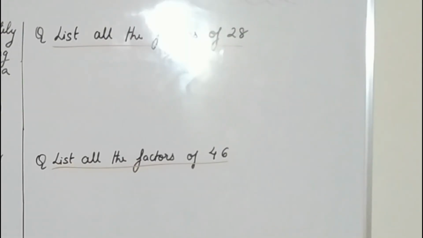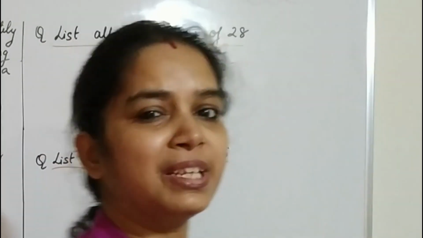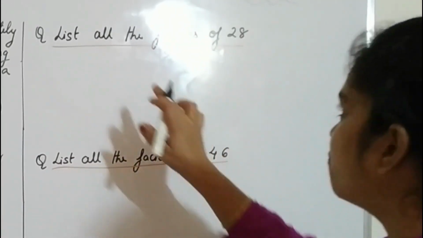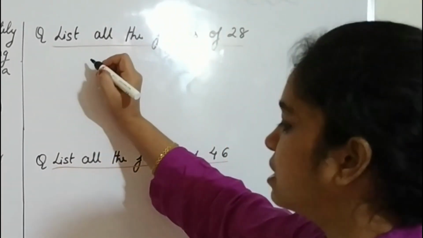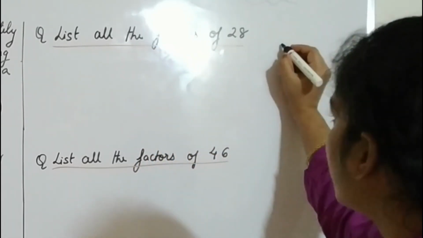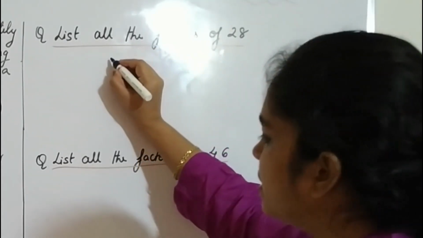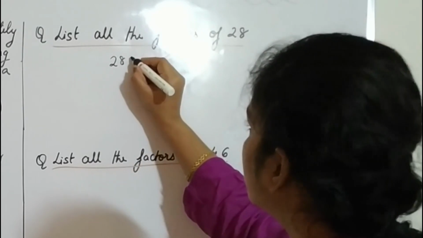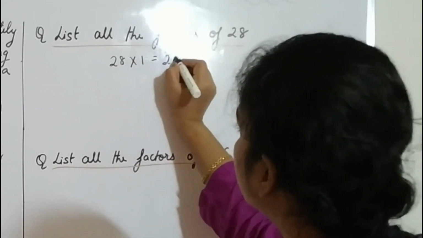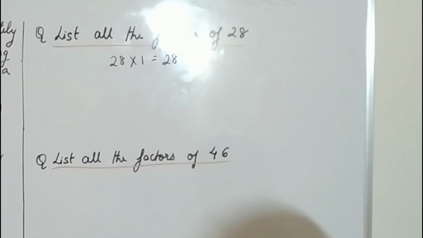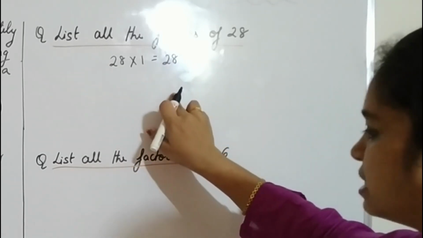Now next, list the factors of 28. How to find the factors of 28? So we will again divide. We will see whether it divides by 1. 28 ones are 28. It is clear. It follows the rule that every number is a factor of itself and the unit number 1 is the factor of every number. So it follows the criteria.